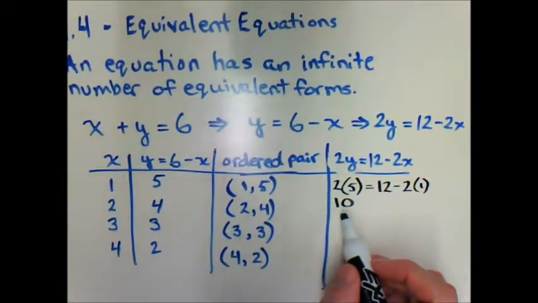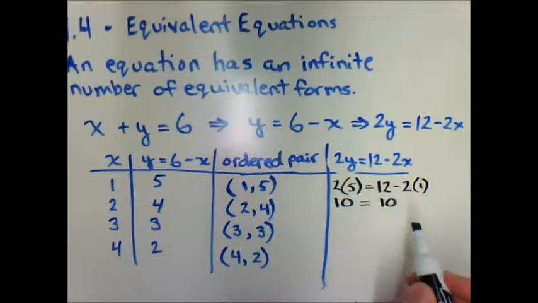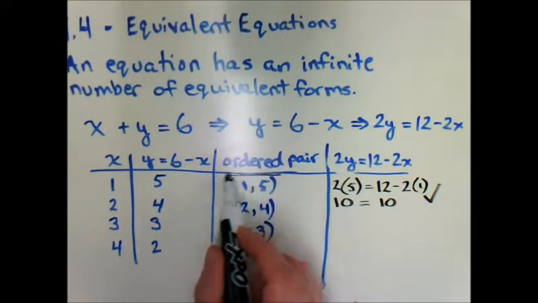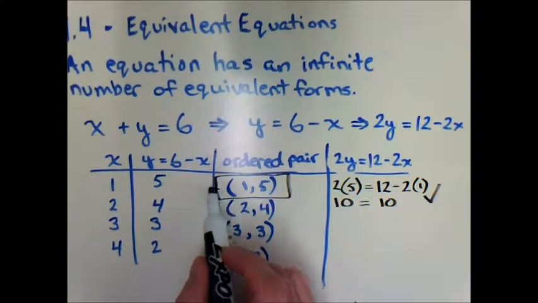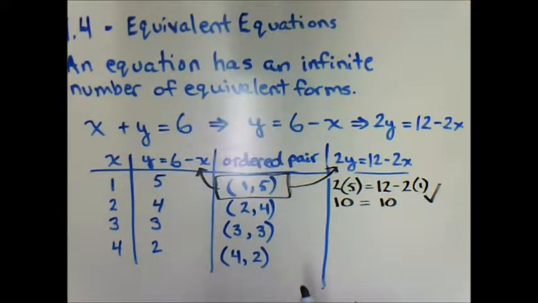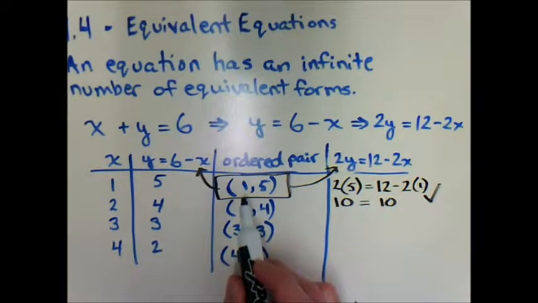So my left side is 2 times 5 is 10. My right side is 12 minus 2, which is 10. Did it work? It did. If the left side is equal to the right side, then that means it's a true statement, which means that these ordered pairs satisfy this equation and they satisfy this equation. Yeah, 2 times 1 because the x value that we put into the equation was 1. Okay?